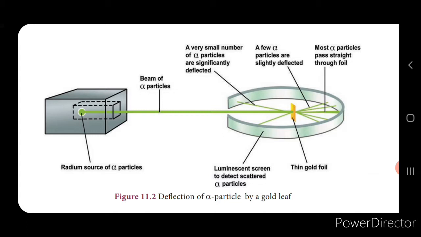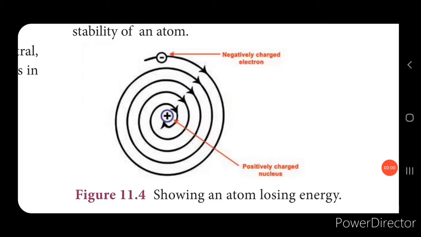Now he has compared this model with the solar system. The sun is at the center. Similarly, in the atom, the nucleus is at the center, and the planets revolve around the sun, and here the electron revolves around the nucleus in the orbit or shells. Now let's see the limitations of the Rutherford's model.